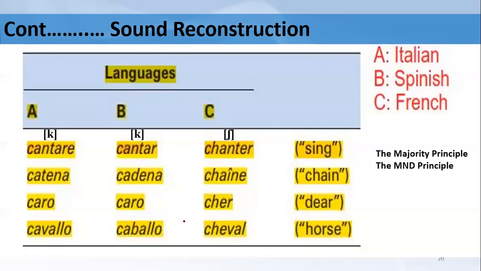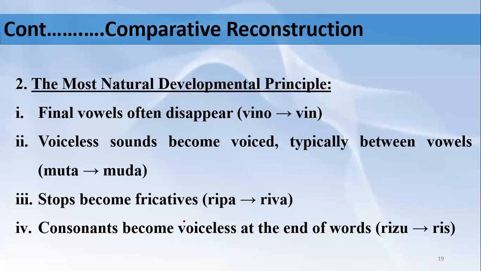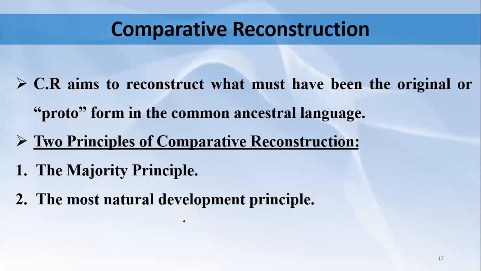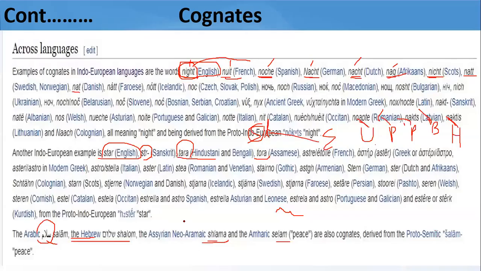Let's move to comparative reconstruction. But first, let me give you an idea of why we need comparative reconstruction. Then we'll discuss in detail what is meant by comparative reconstruction and how we can use it. Look at the word star in English, Tara in Hindustani, Hindi and Bengali, and story in Pashto, and all these other words in different languages. Which word do you think is the oldest one?